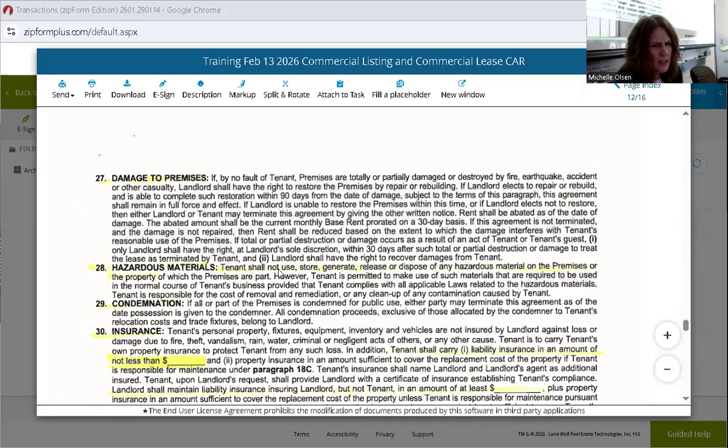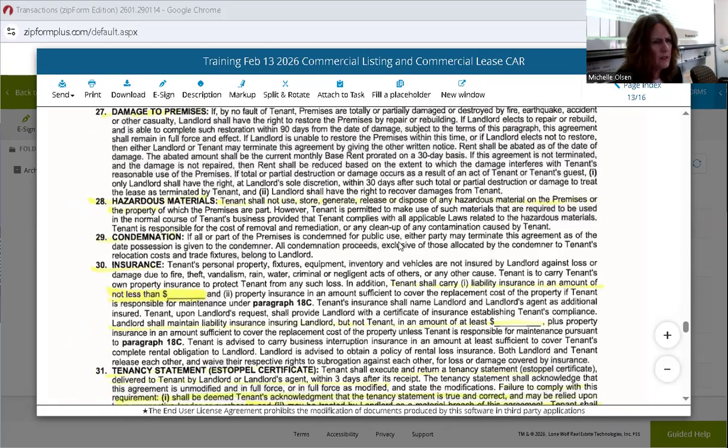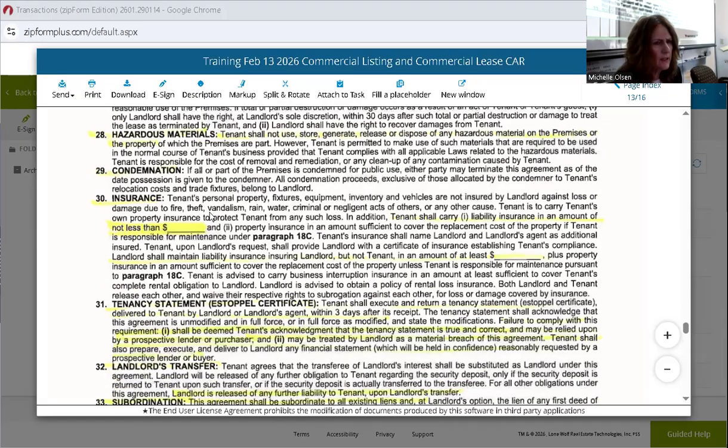Hazardous materials, the tenant shall not use, store, generate, or release any hazardous materials in the premises. Okay, so make sure that they understand that and don't do that. So if all or part of the premises is condemned to public use, this is the paragraph on that. All the proceeds exclusive of those allocated by the condemner to the tenant's relocation costs and trade fixtures do belong to the lessor. Okay, so I haven't seen this happen, but I suppose that it could.